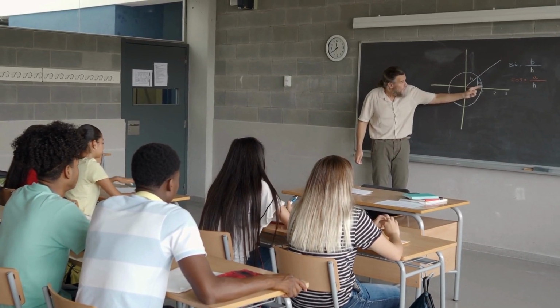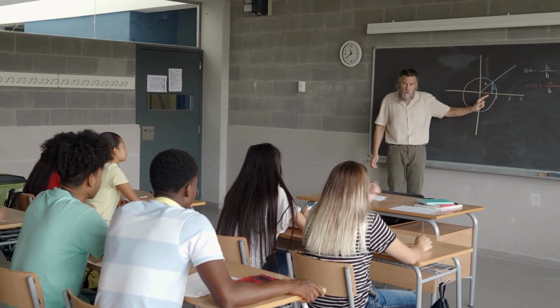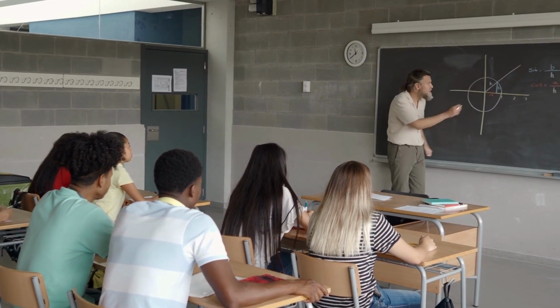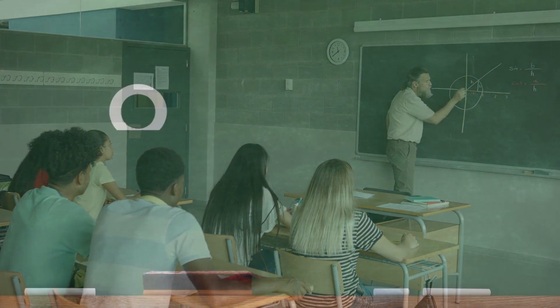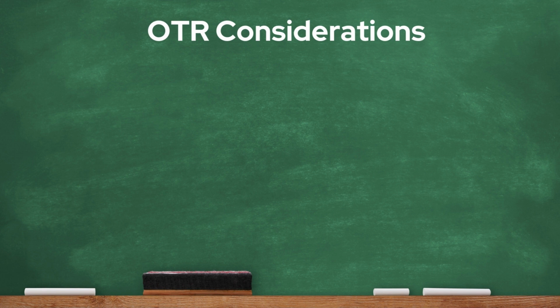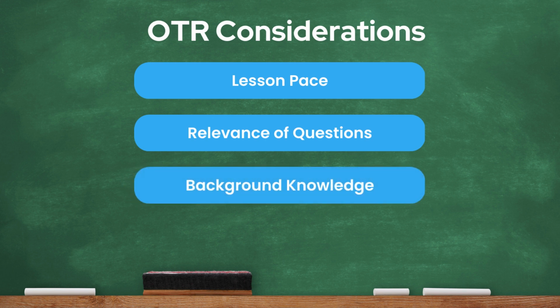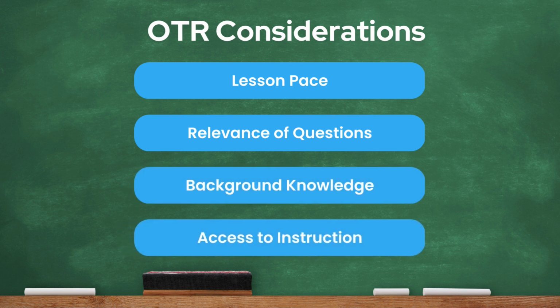One of the best ways to actively engage students is to encourage all students to respond. You want to increase the amount of opportunities to respond, or OTRs. Effective OTRs are not just about asking a lot of questions. There are many factors that play into engaging students. These include the pace of the lesson, the relevance of the questions, the student's understanding of the material, and ensuring all students have access to instruction.